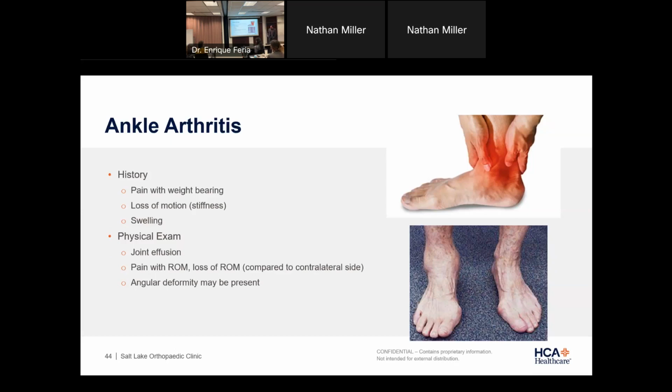And then on exam, you'll notice swelling at the joints. They'll have pain with range of motion and less range of motion as opposed to the unaffected side. And over time, if they start to kind of tilt, they can get this angular deformity, whether they tilt outwards or inwards, both are possible.